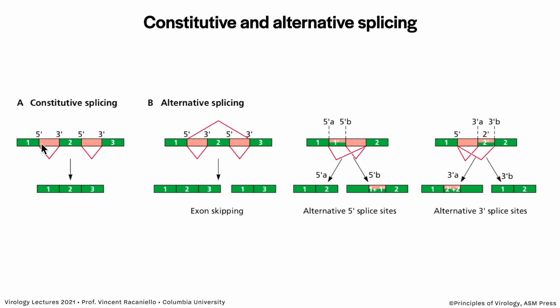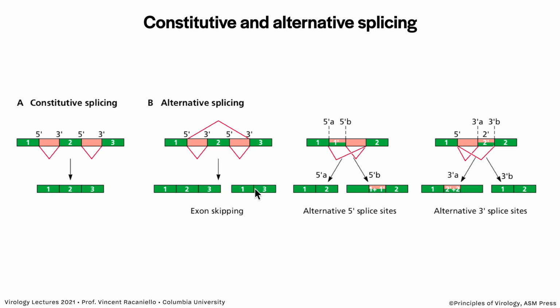For example, you have here a pre-mRNA with 2 introns. You could remove both of them and get that message. When you take them all out, it's called constitutive. You can get alternative splicing, where you splice the end of exon 1 to the beginning of exon 3, for example, to get 1 joined to 3.